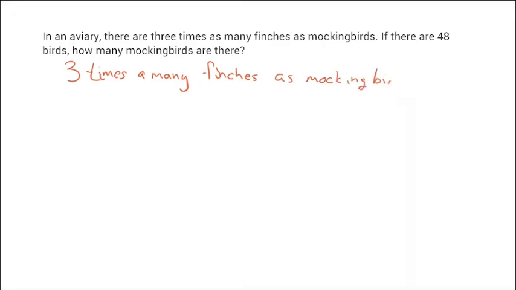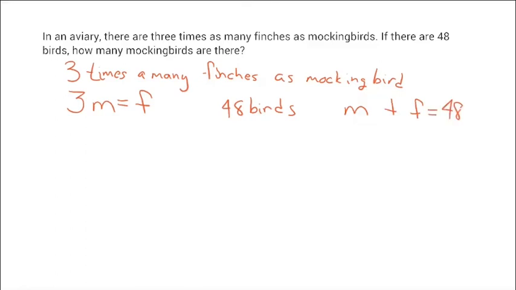So what that is telling me is if I know the number of mockingbirds and I multiply that times three, I'm going to get the number of finches. Okay. I know there are 48 birds. So I know that the number of mockingbirds plus the number of finches has to equal 48. What do I want to know? I want to know what M is equal to.